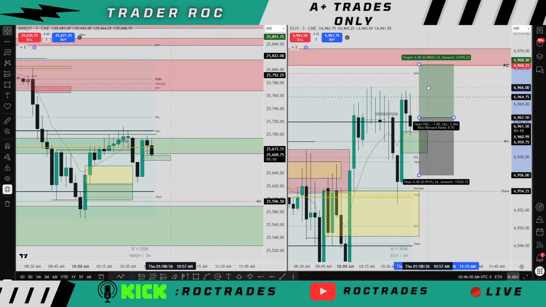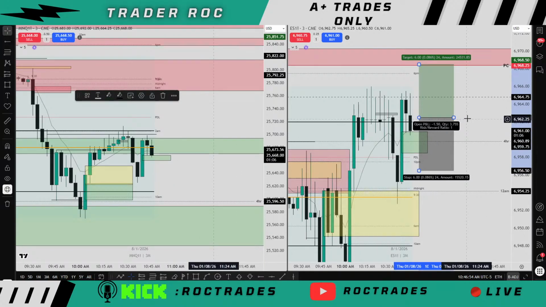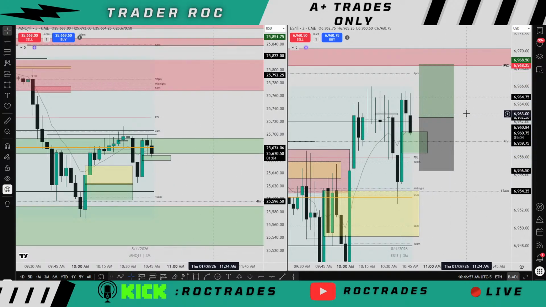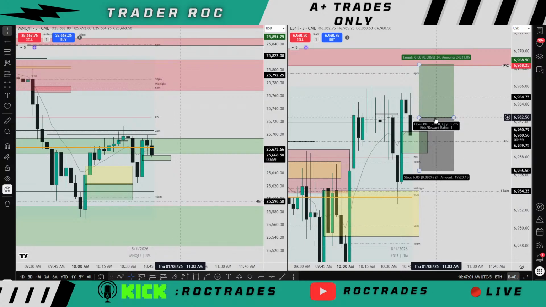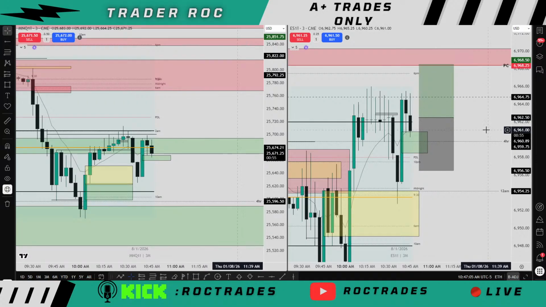So I need a better entry. So like here, 6 for 6 would be my trade. Nice. We're driving into that gap now. Let's see if we get a strong reaction. Ideal entry price will be 69.62.5. How many contracts for 6 points?